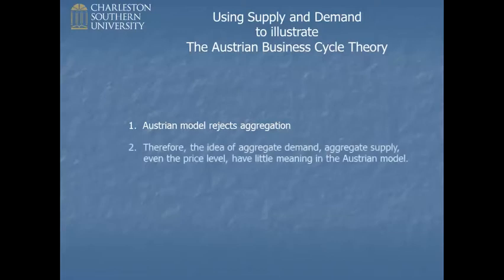So the Austrian model rejects all of that, not just the aggregation that you would see there, but also things like the price level. In the equation of exchange, MV equals PQ, you have that term, the price level, and that's an aggregated price. And the Austrian model would also reject that. They would say instead that what's important is the individual demands from individual markets and the individual prices and so forth. So from the get-go, they reject aggregation, which puts them very different from the Keynesian model and all of the various forms of the classical model that you might see.